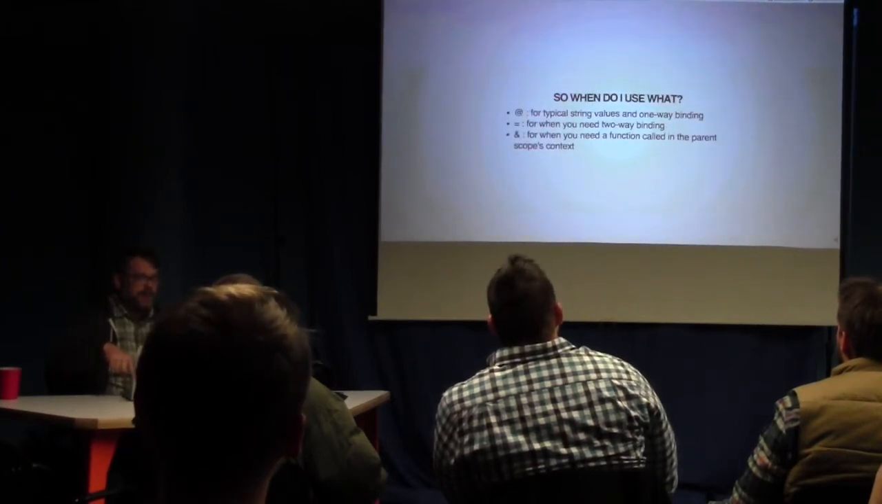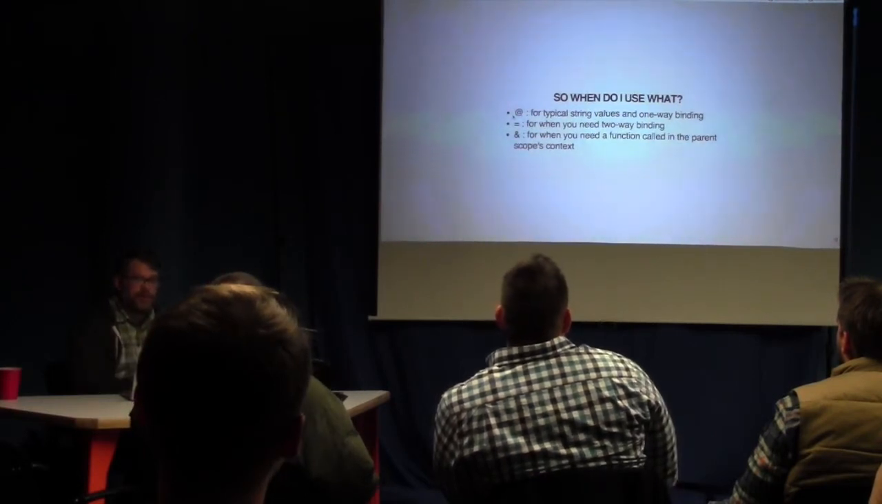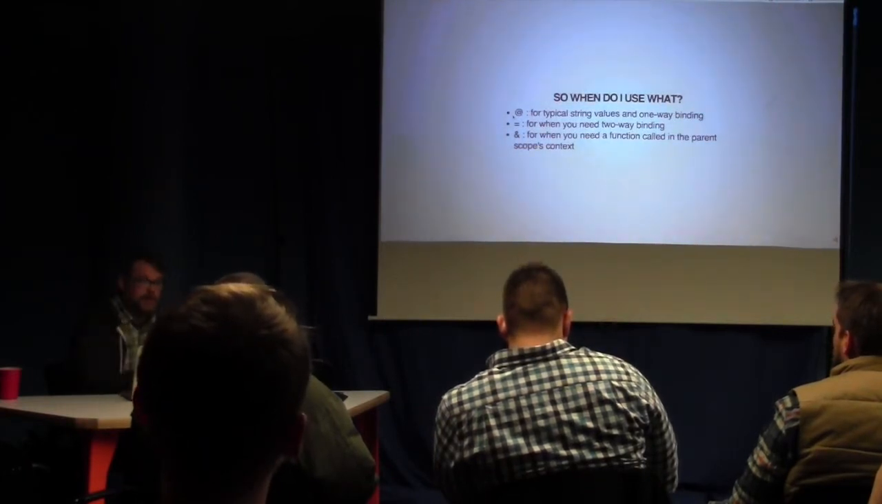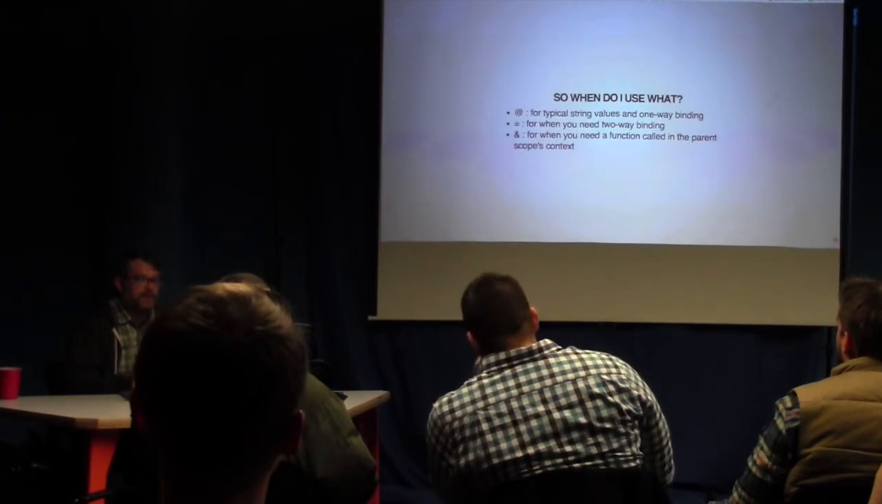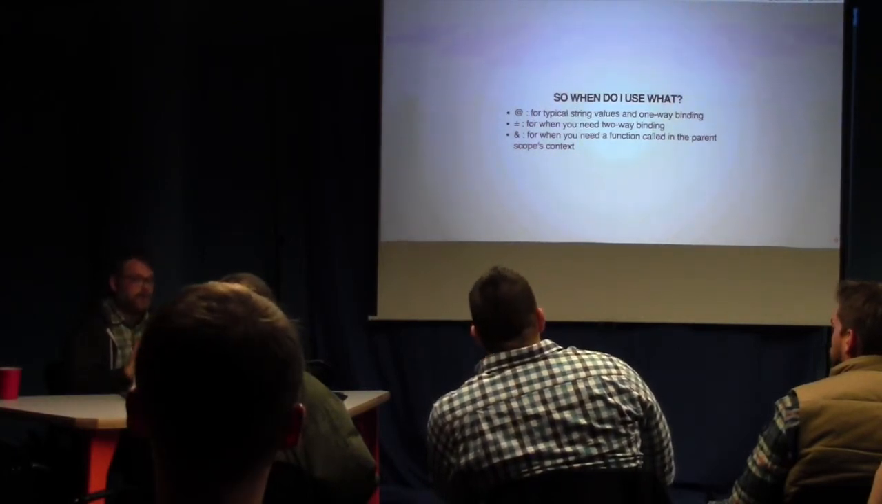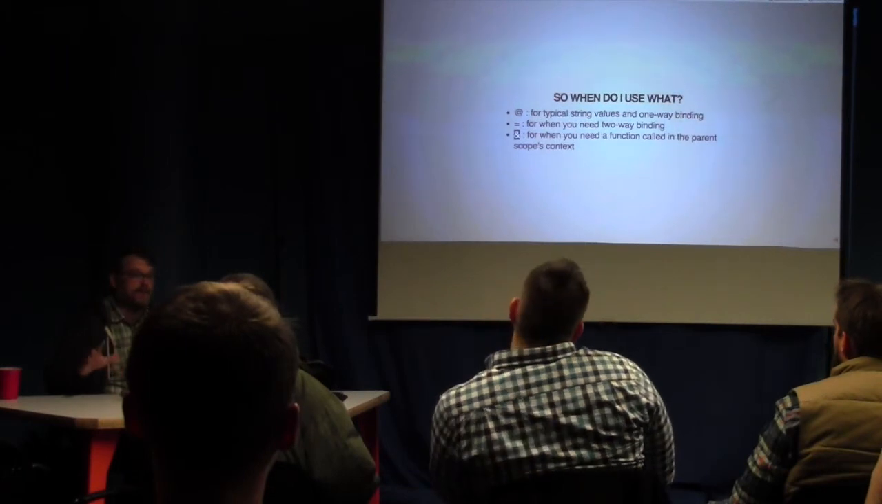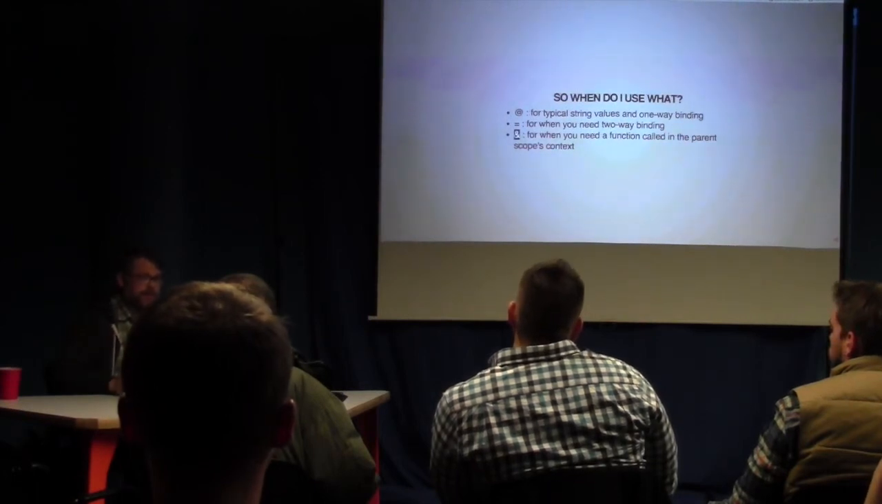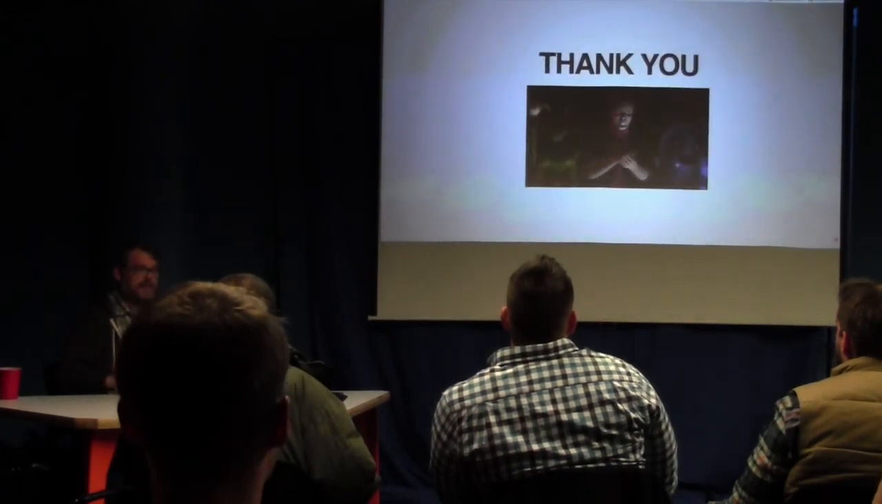So as I wrap up, when do I use what? I use the @ symbol for typical string values, one-way binding, right? I'm just going to pass a value in, very React-like. The equal sign for when I actually want to be able to manipulate two-way binding. But nowadays, I'm using the ampersand more than anything because it really disconnects my custom directive from anything else. And I can make that directive do what I need it to do, and then have my outside scope control exactly what it is that it's going to do. Thanks.